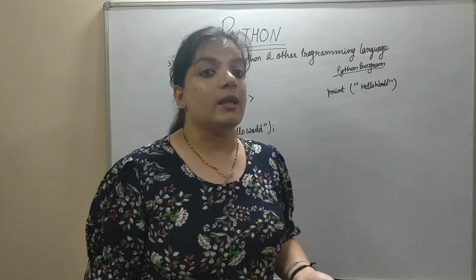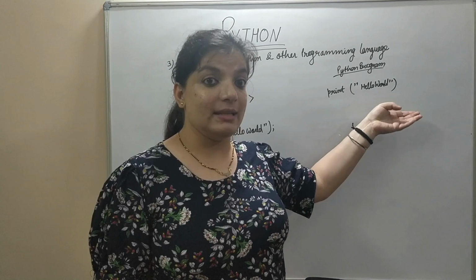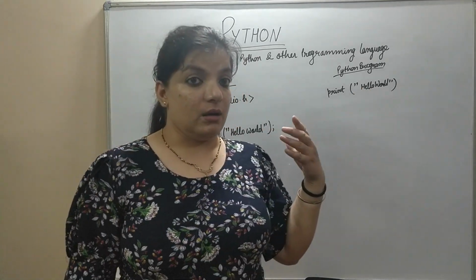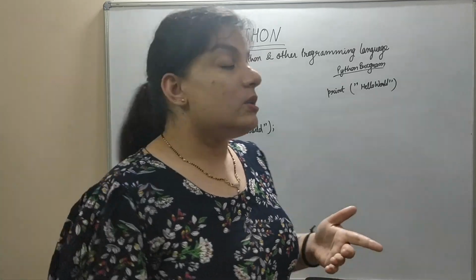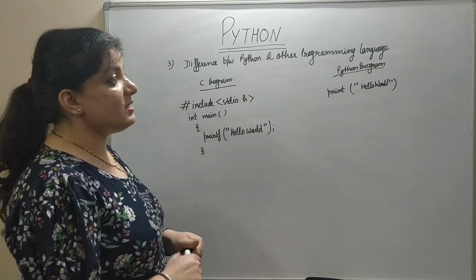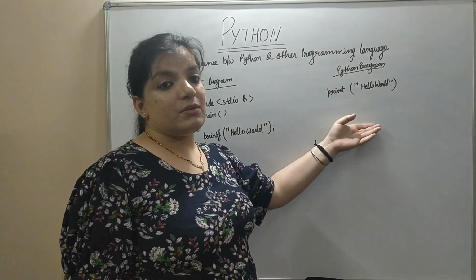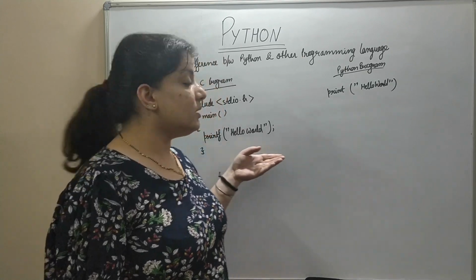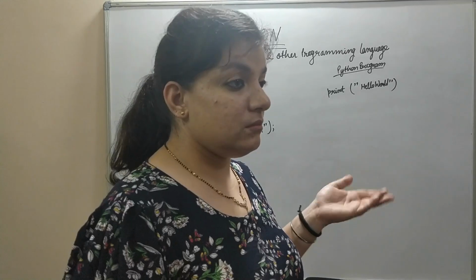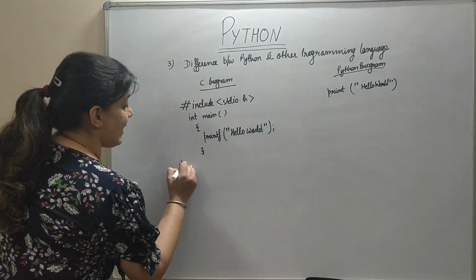Easy to maintain means whatever code we write in the Python programming language, the length of this code is lesser than the length of the code in other programming languages. So in this you are able to see here. What is the first difference? The difference is, in this we are using few lines of code. In this we have more lines of code. So the first difference is line of code.